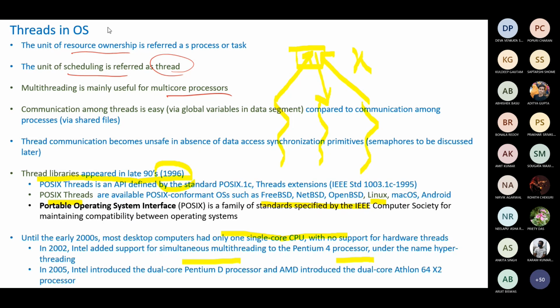So, communication among threads. We have already found how processes communicate with each other. How do they communicate? Signals. Using signals, there is one way. Now there are many other options also, you'll see that. But communication across threads also becomes easy. Why? Why is it easy?